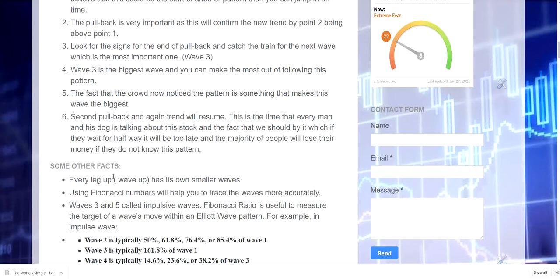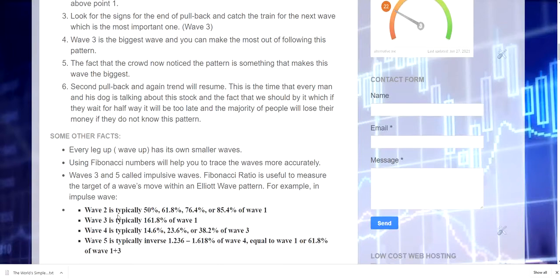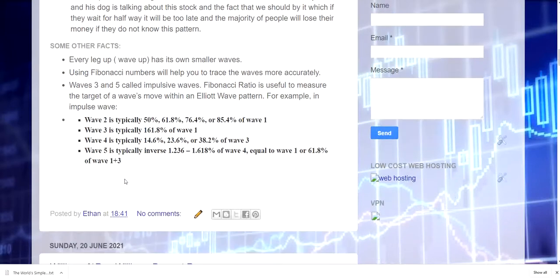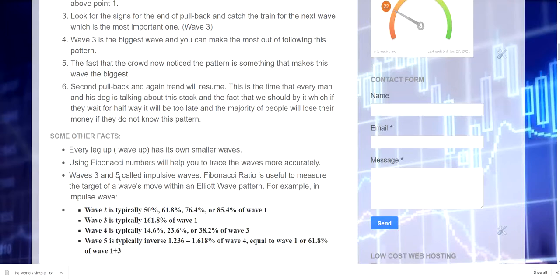So, for example, in impulsive waves, wave 2 is typically 50%, or 61.8, 76.4. You know, these are the Fibonacci numbers of wave 1. Wave 3 typically is the extension of 161% Fibonacci of wave 1. And you know, these numbers are very helpful. So many times they help you to put a take profit or put a stop loss for your positions.